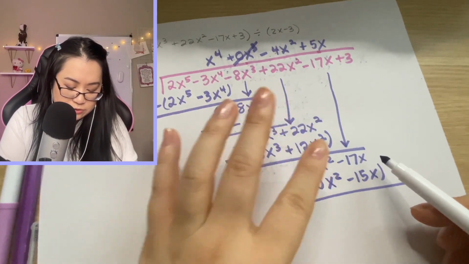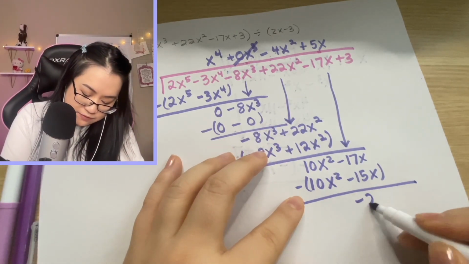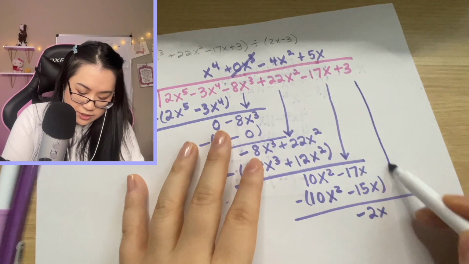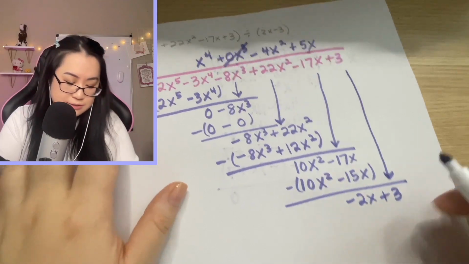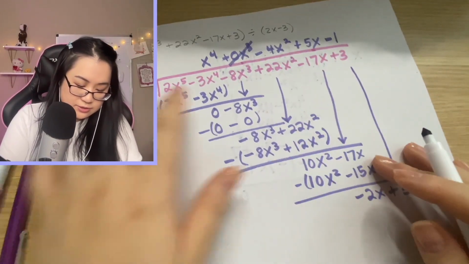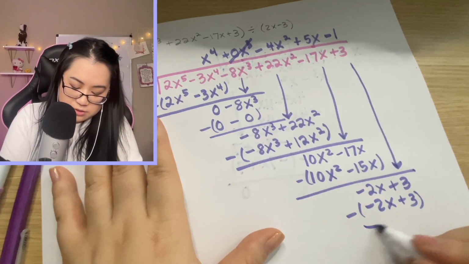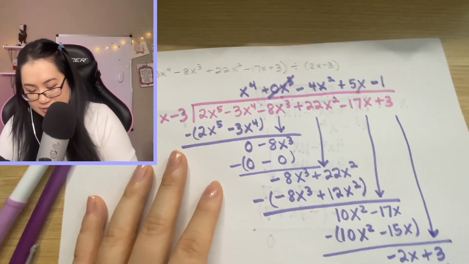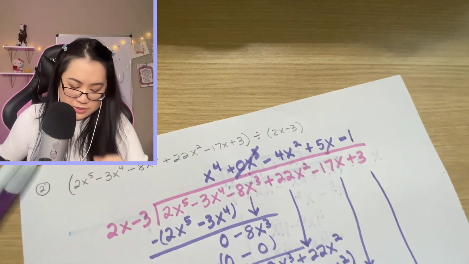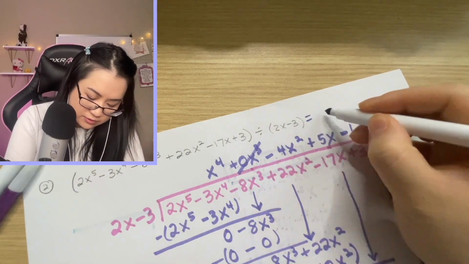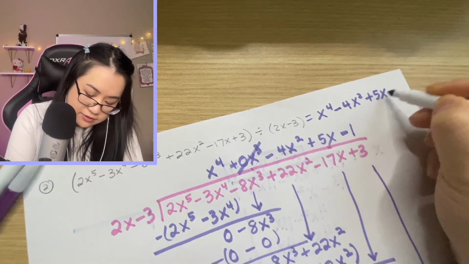Again, don't bother with the first one. We have negative 17x plus 15x. So that's negative 2x. And bring down the 3. So plus 3. And so then 2x into negative 2x is negative 1. So then negative 2x plus 3, which leaves us with no remainder. Very good. So this term goes away. Our final answer would be x to the fourth minus 4x squared plus 5x minus 1.